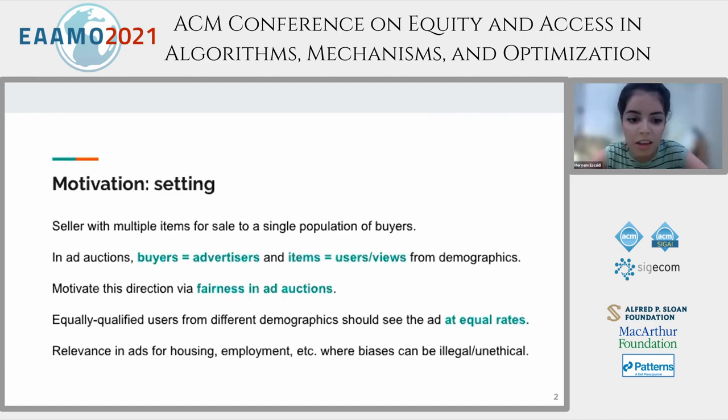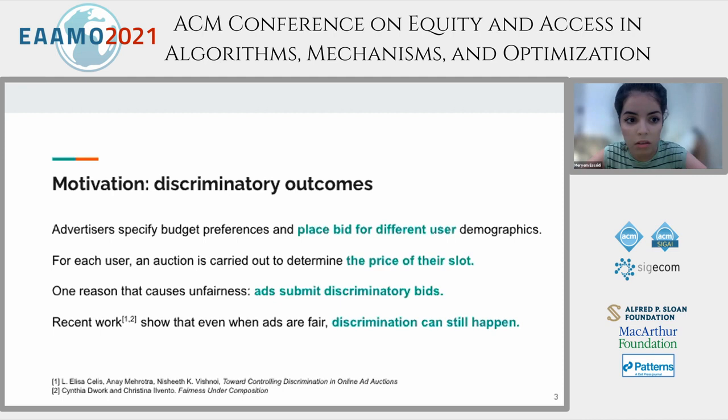What this means is that if an advertiser places an identical bid on two users from different demographics, then those two users from two different demographics should view the ad with the same probability. And this is relevant in ads for housing, employment, etc., where biases can be illegal or unethical. Advertisers are going to specify budget preferences and place bids for different user demographics. For each user, an auction is going to be carried out by the seller to determine the price of their slot.